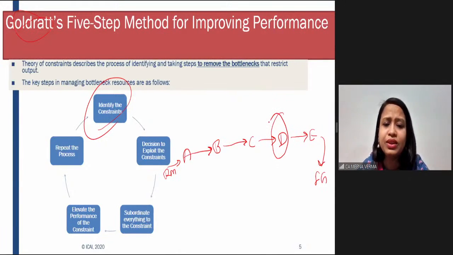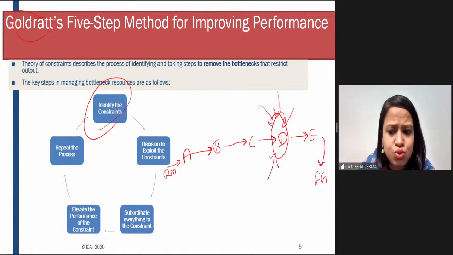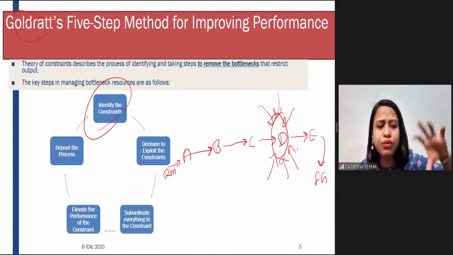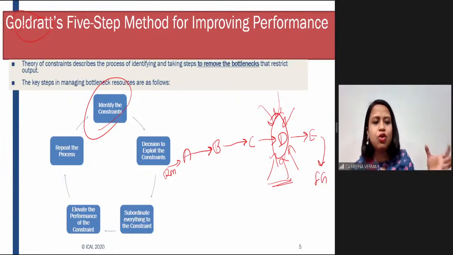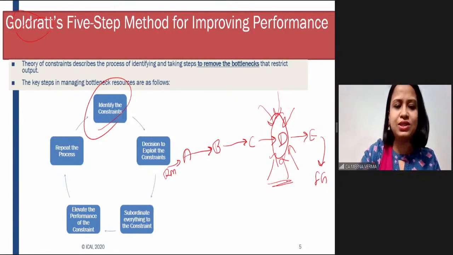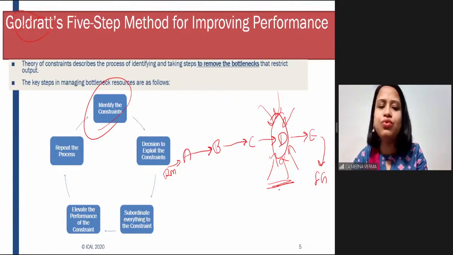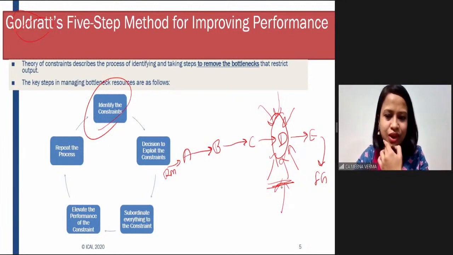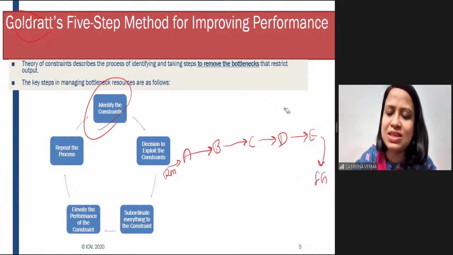Then we will decide how to exploit this place, how to use this place in the best possible manner, and we will take all our decisions considering this place only. All our final decisions will be based on this place. Then we will evaluate the performance, we will try to improve this position. Now see what happens if you somehow manage to improve the performance at this place.